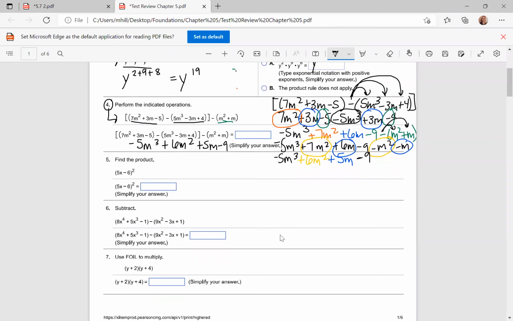So number 5 says 5x minus 6 squared. Please keep in mind when we're squaring something, we're multiplying it by itself. So 5x minus 6 squared means 5x minus 6 times 5x minus 6.